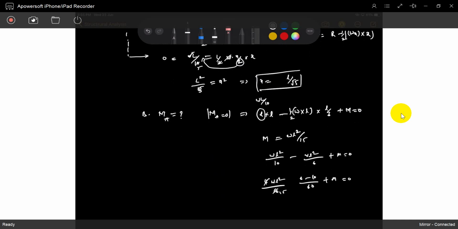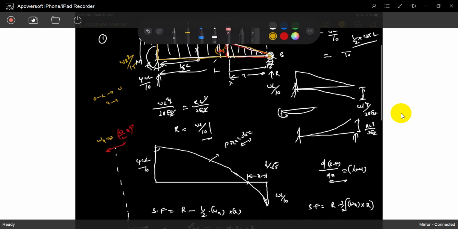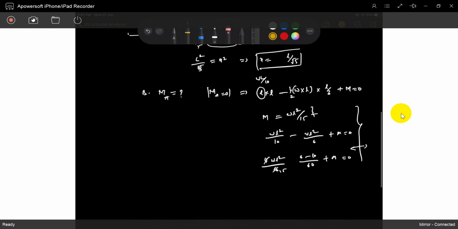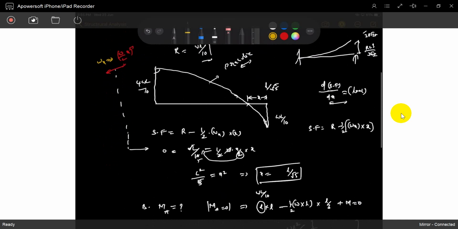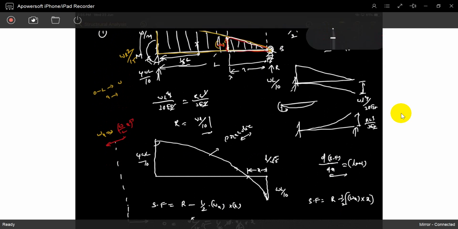That's it. Very simple. If you don't know this addition and subtraction, just join elementary school. No problem at all. WL is 15. So this is WL square by 15, in the same direction. I get the same direction. Now we will draw the bending moment diagram.